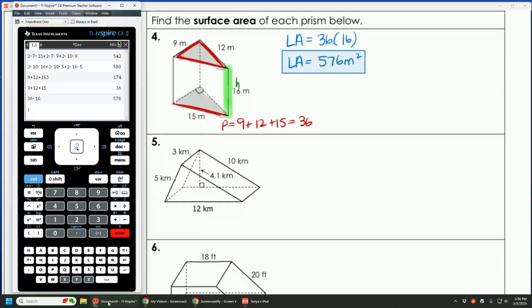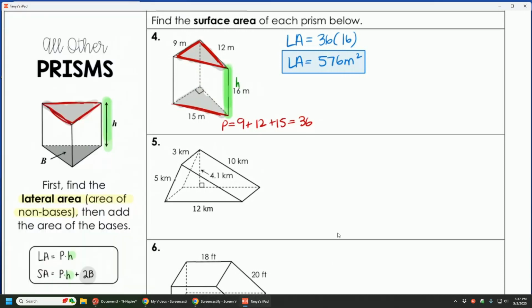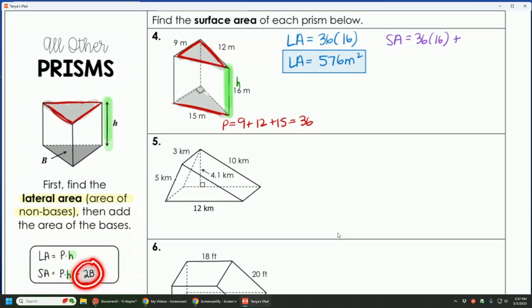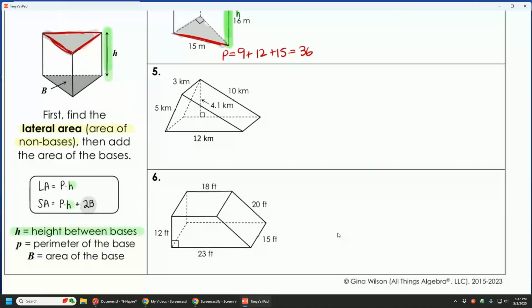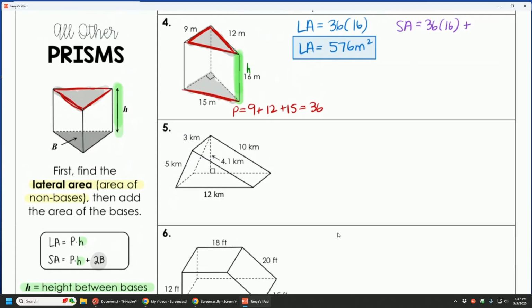So what that did, the lateral area, is it just kind of found the walls of that shape. It didn't actually find the ceiling and the floor. So now for surface area, SA, I still need the lateral area, so I still need the 36 times the 16, because that's my perimeter times the height. But then it says 2 capital B. Capital B is the area of the base. So I need to have a 2 here.